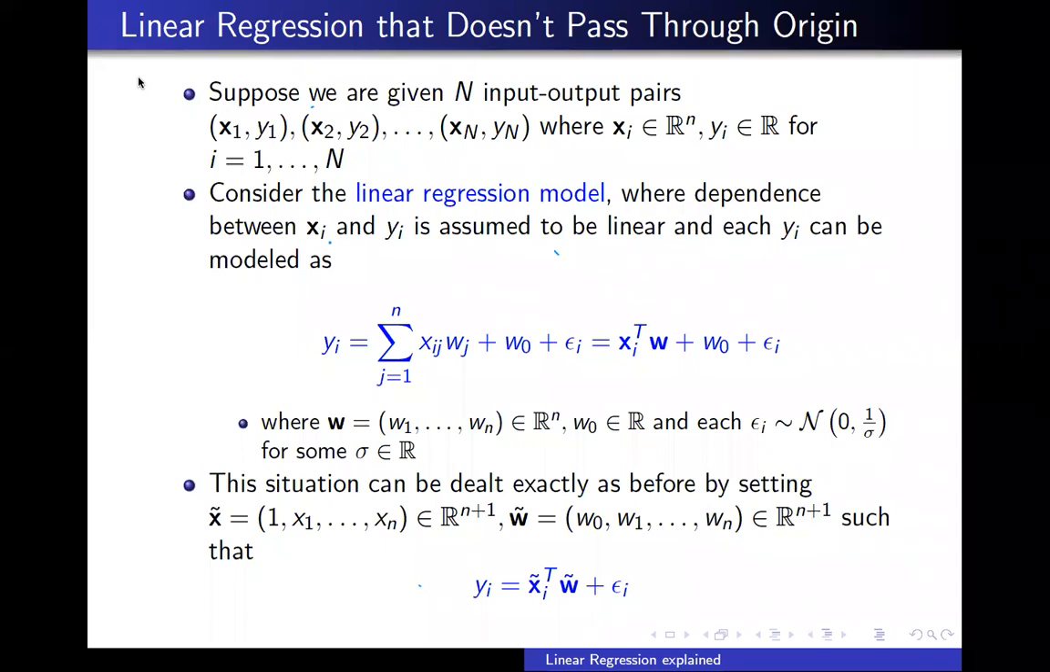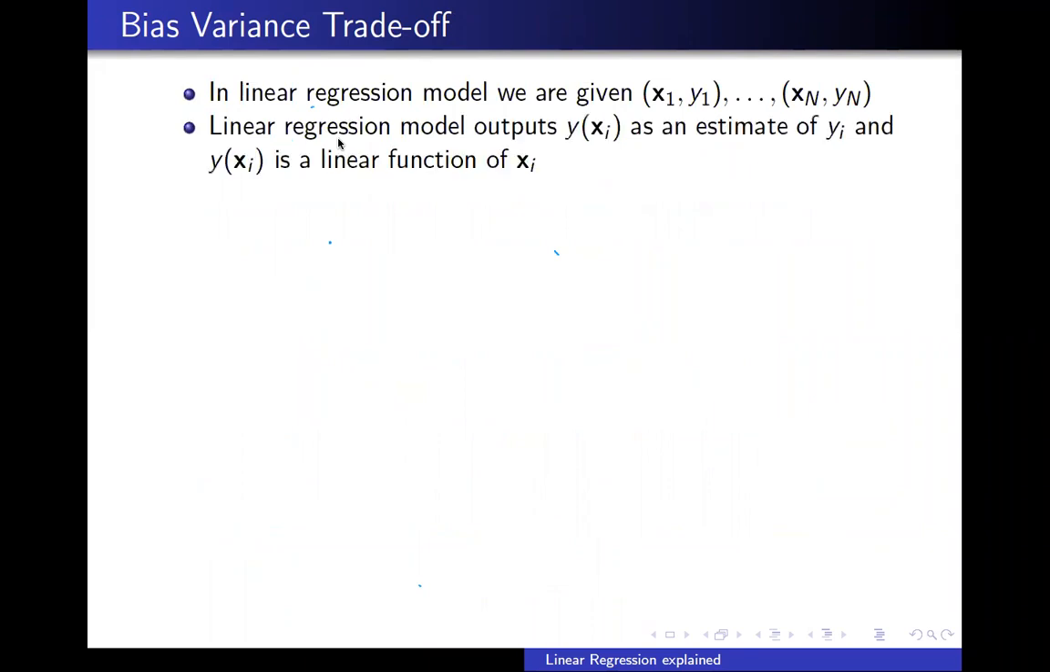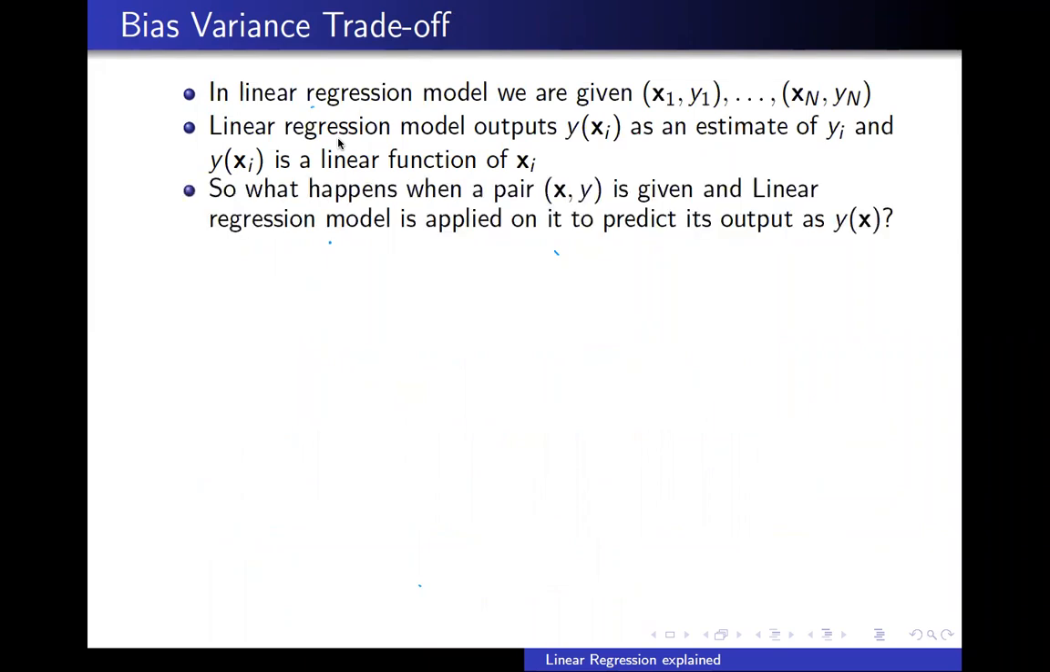All right. So one more thing that we want to quickly cover before we stop is that in the linear regression model, we are given a training data set. The linear regression model outputs y as a function of xi, so this is an estimate of the output yi, which is a linear function of xi. So you might ask what happens when a pair x and y is given and a linear regression model is applied to predict this output y given x. What is the error, or loss, as it is often called in the machine learning literature, that we suffer on average?